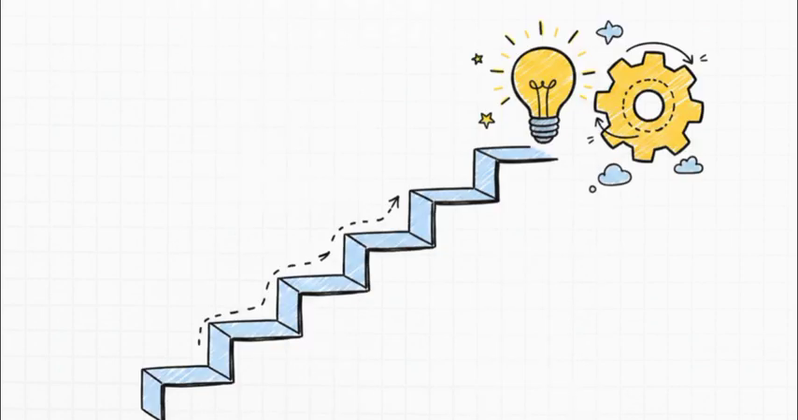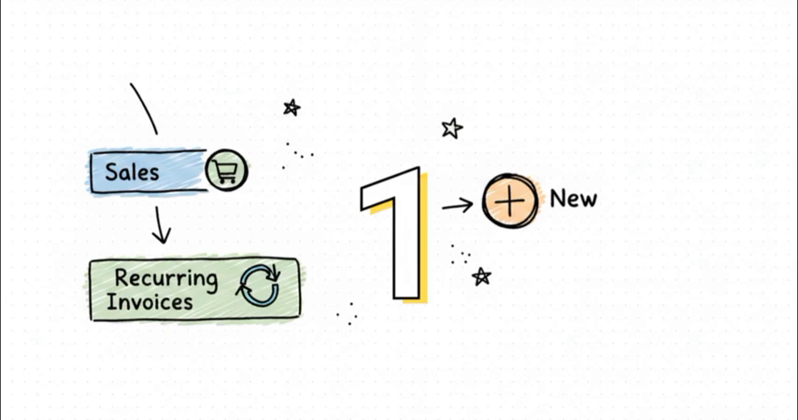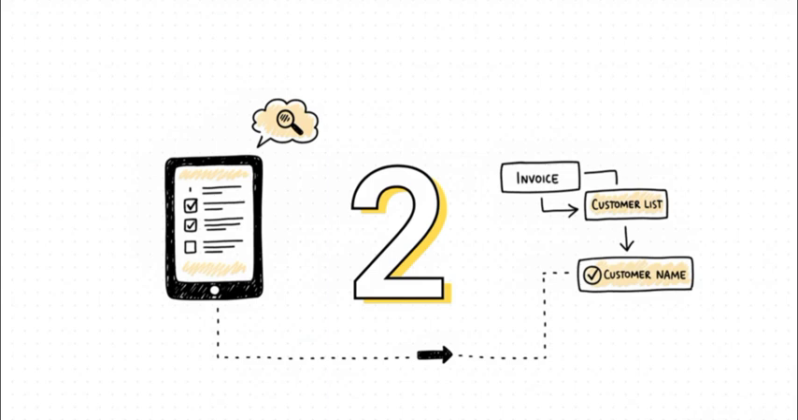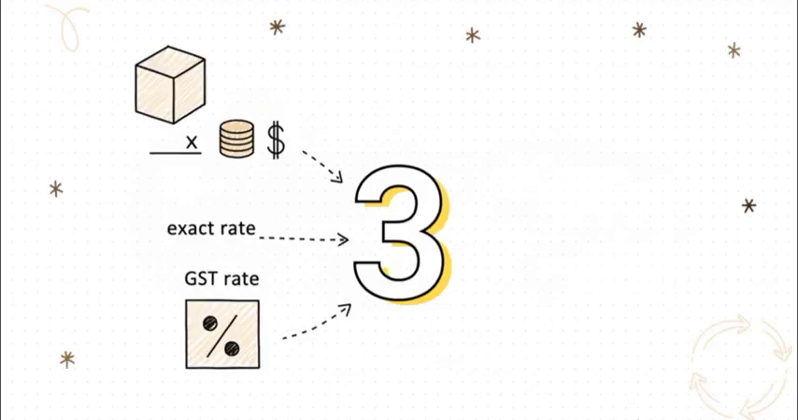All right, let's actually build this. It's a ridiculously simple 6-step setup. First up, hop over to Sales, hit Recurring Invoices, and click New. Super easy, right? Second step, just pick your customer's name straight from your existing list. Step 3, plug in the details. Add your product, the quantity, rate, and of course, GST.